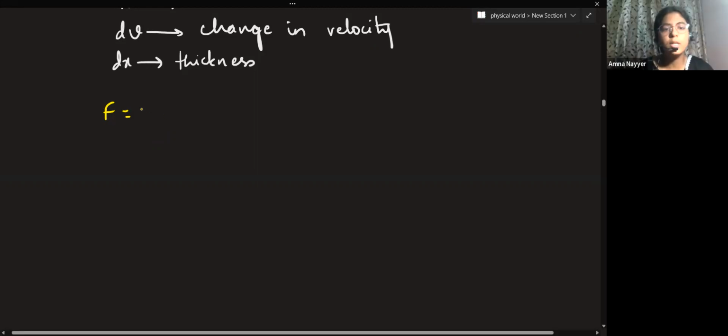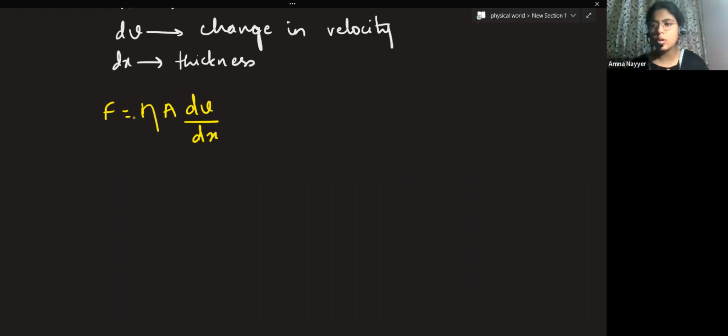So see, F is equal to what? This is eta A dv over dx. We have to find out the dimension formula of whatever the symbol is. What is the meaning of this symbol? When do we use this formula? You have a separate full chapter on it, so that is none of your concern right now.